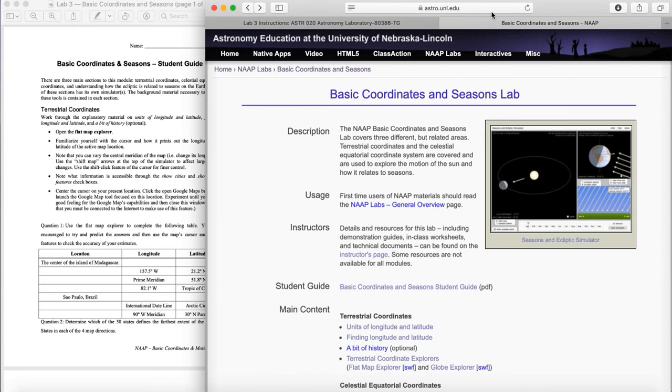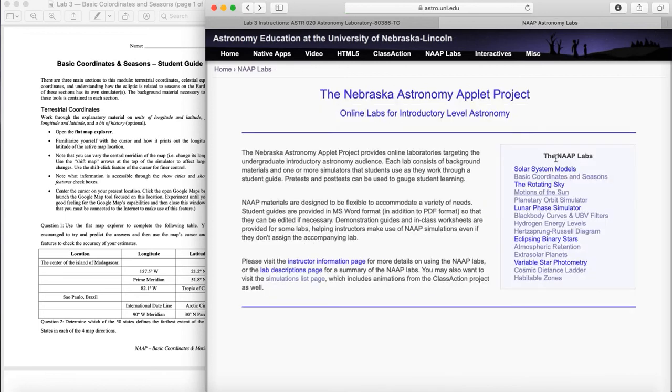So here it is. We can see that it is astro.unl.edu. All right, so this is the astronomy education at the University of Nebraska-Lincoln. This is their website. So they put this together. I'm going to take one step back, although this is the link that I provided in the same page that has this video embedded. But if you take a step back, you can see here are some other labs.